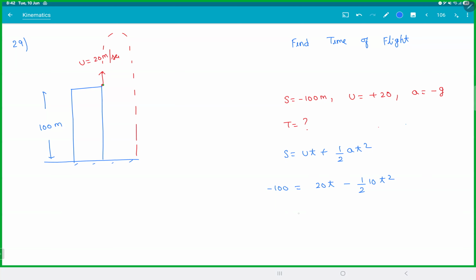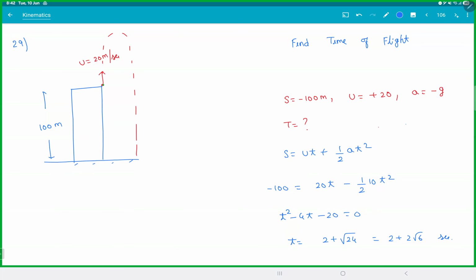It's a simple one. So this will be 5t square minus 40t minus 100 is equal to 0. So I can actually divide by 5. So this will be t square minus 8t minus 20. You solve this, you'll end up with what? You're getting 2 plus root 24, 2 plus 2 root 6. I will leave it to you.